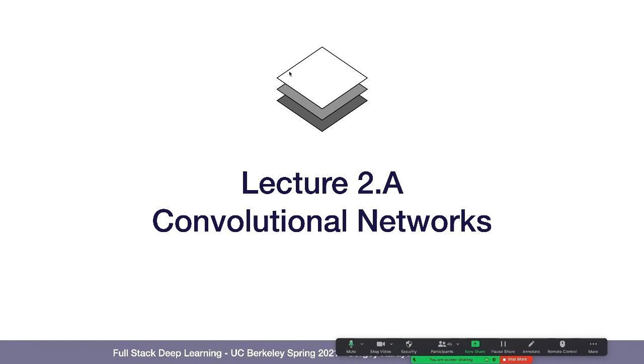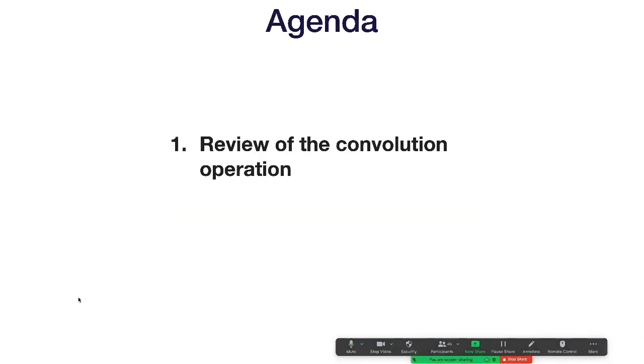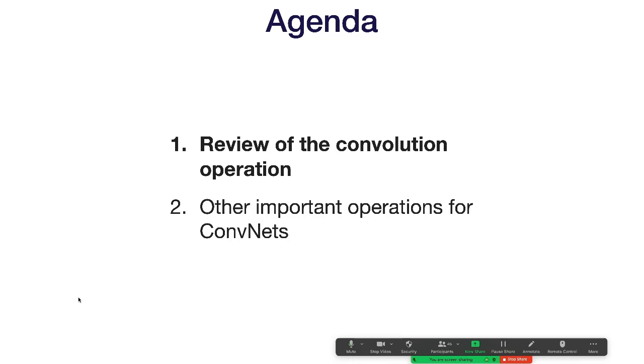But so to review, what we're going to cover today is, first, we're going to talk about the convolution operation. So kind of the basic mathematical operation behind convolutional neural networks. And then we're going to talk about some of the other important operations that make up ConvNets. And then finally, we're going to touch on quickly a classic ConvNet architecture.